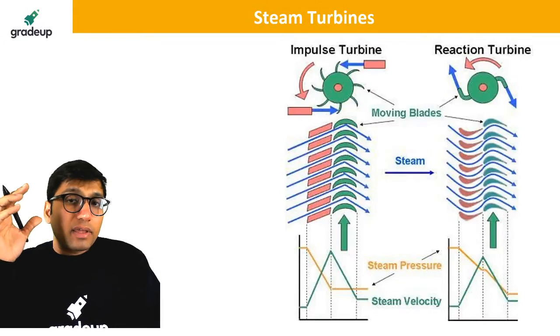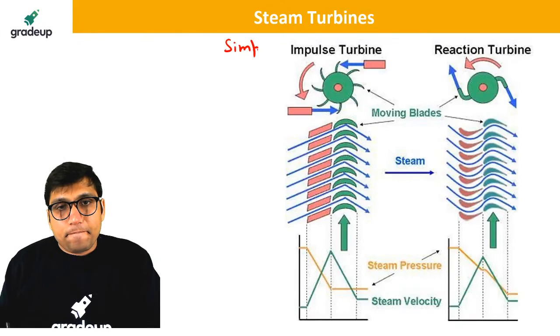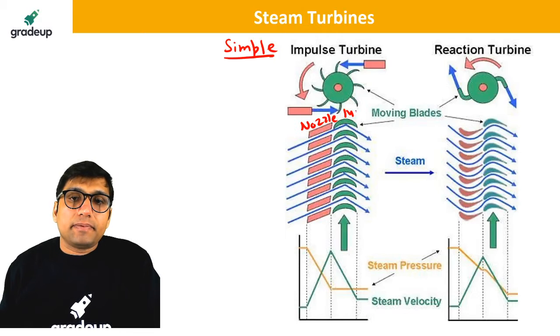So basically, this is a simple impulse turbine. In a simple impulse turbine, we'll have a nozzle and a moving plate. In a reaction turbine, we'll have a fixed plate and a moving plate.